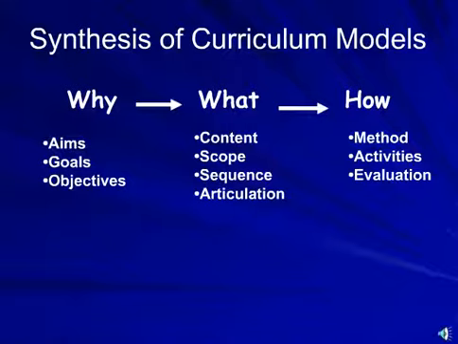Now, if we put all these models together, you can kind of see we're back where we started at the first week. Why, what, and how. Why is the aims, goals, and objectives. What is the content, scope, sequence, articulation. How is method, activities, evaluation. Whether we use Tyler's model or Hilda Taba's model, Glatthorn's model, even the Emergent model, we're still asking these basic questions. The only thing that differs with these models is how formal we make this process, or how informal we allow it to become.